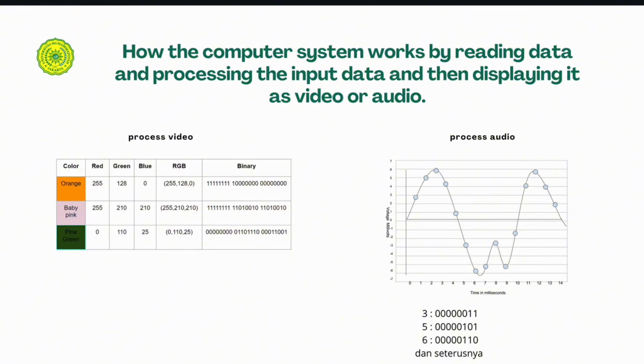Next, process audio. For the audio process using wave and the numbers obtained are changed into binary, such as 3 in binary is 00000011 and 5 is 00000101 and 6 is 00000110 and so on.